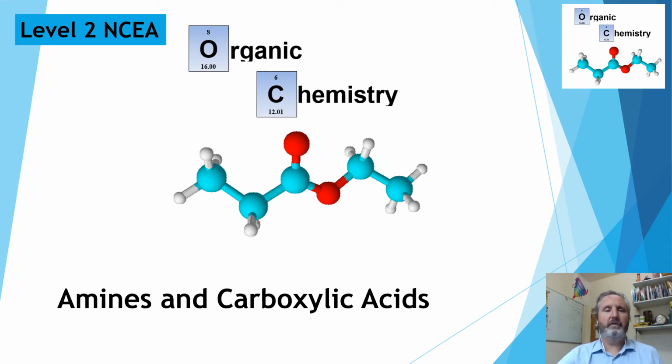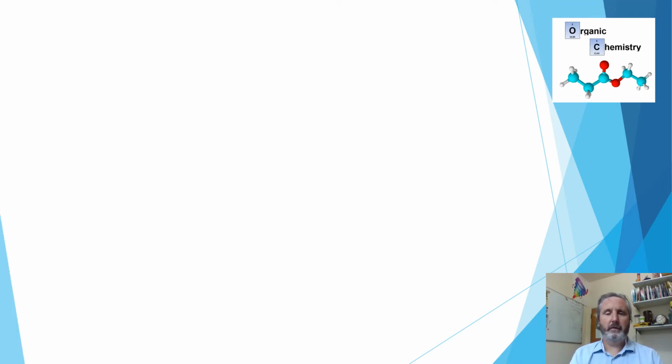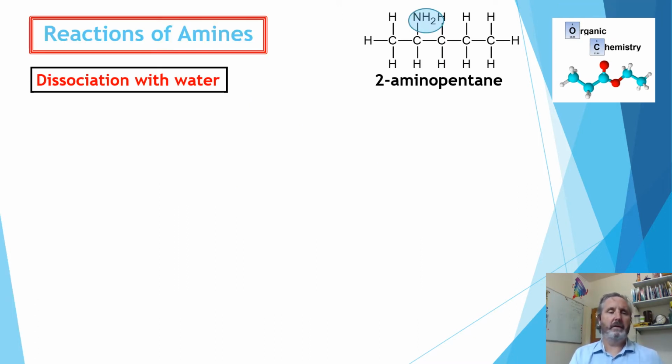So in this video, I just want to look at amines and carboxylic acids, and we want to just talk about the characteristic reactions of them that we need to know for level 2 NCEA. So an amine, remember, is an organic molecule that has an NH2 group attached to the carbon chain. An example at the top here is the molecule 2-aminopentane or pentan-2-amine that we can also call it.